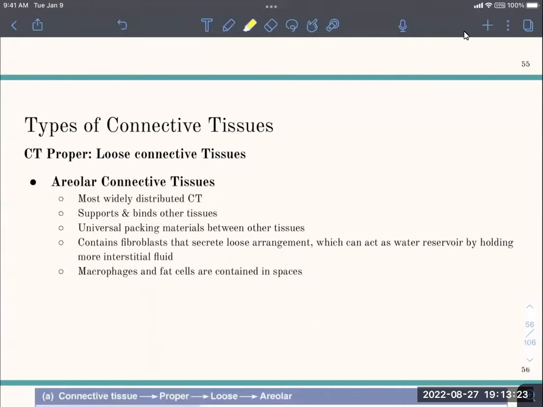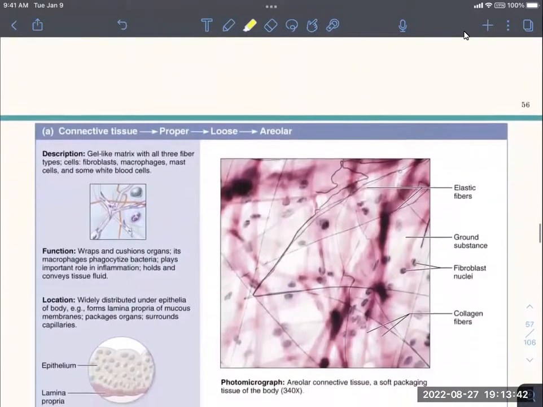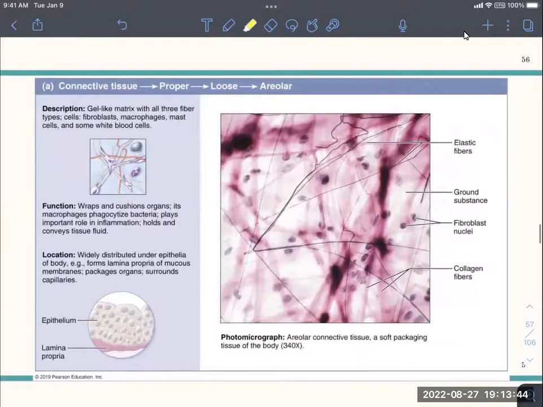So it contains fibroblasts. Those fibroblasts secrete the matrix. And it also can act as a water reservoir because it holds more interstitial fluid. We have macrophages. We have fat cells in the spaces. So here is our areolar connective tissue.